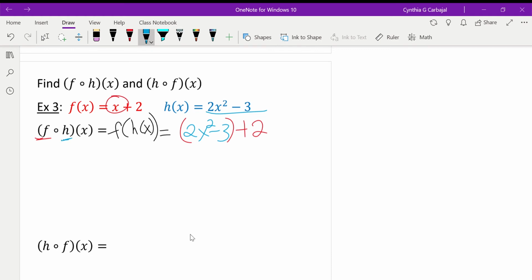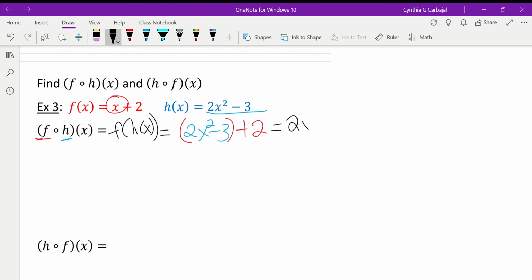Okay. Then we're going to see if we can combine anything. Well, this is x squared minus 3 plus 2, and since it's a plus 2 outside, it's not multiplication, so I don't have to worry about distributing or anything. I can actually take off the parentheses.